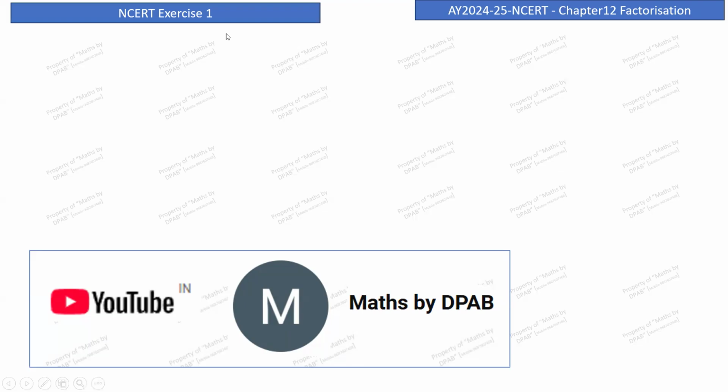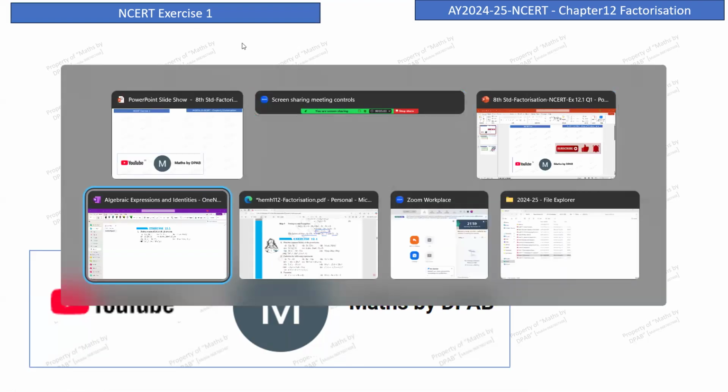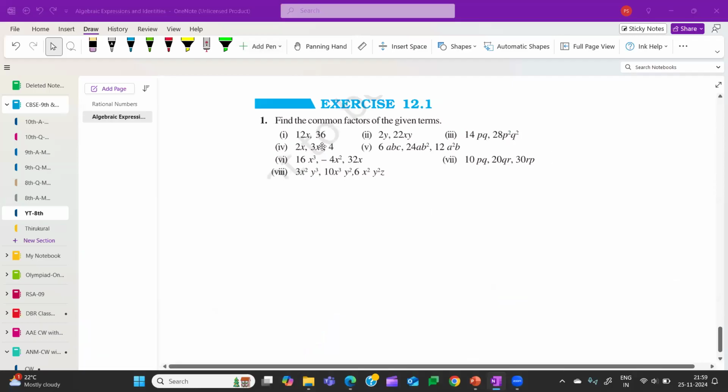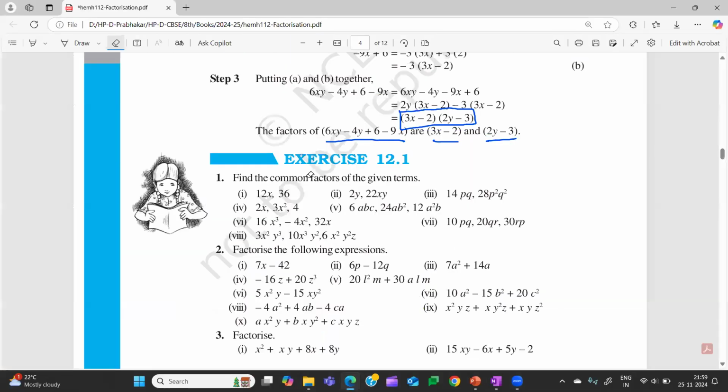Now what we are going to see here are the Exercise 1 questions. What is exercise question 1? In your book, Exercise 12.1: find the common factors of the given terms. They are given. Roman letter 1 is 12x, 36. Roman letter 2 is 2y, 22y. Roman letter 3 is 14pq, 28p square q.